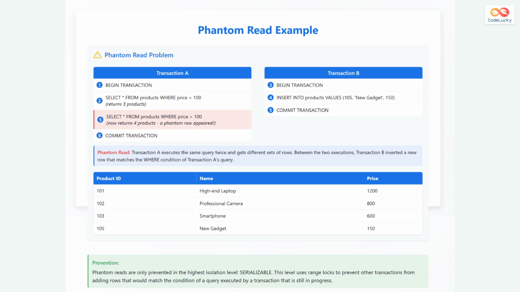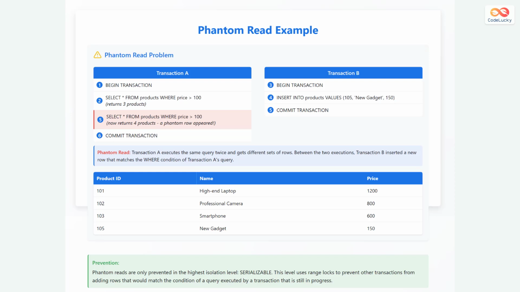In transaction B, we begin the transaction. Then we insert into products values 105, new gadget, 150. Finally, we commit the transaction. Phantom read: transaction A executes the same query twice and gets different sets of rows. Between the 2 executions, transaction B inserted a new row that matches the where condition of transaction A's query.